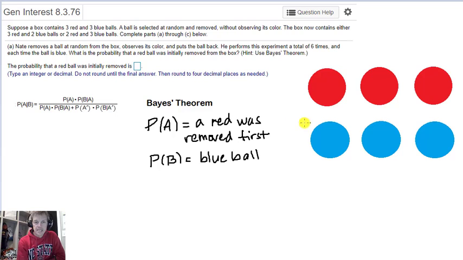Okay, at the beginning, when there were 6 balls, 3 of each kind in there, what was the probability that I took a red out first? I had an equal probability of pulling out a red or a blue because they're even quantities. So the probability of A is 0.5.